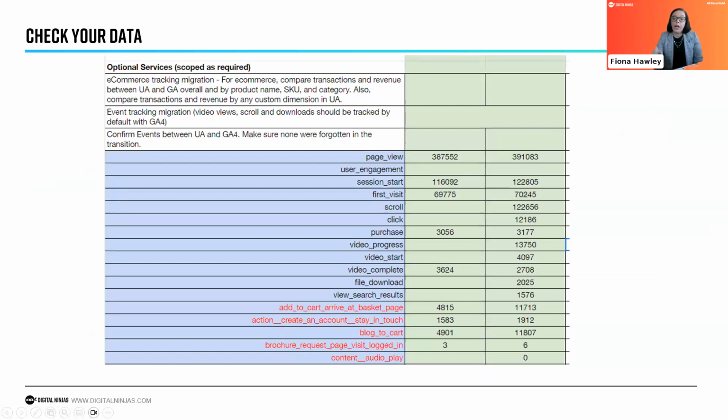It's valuable to compare data between Universal Analytics and Google Analytics 4 during the transition period, as it can help ensure your GA4 implementation is tracking data accurately and consistently. To do this, we've provided a handy checklist that we'll share with you at the end of this webinar.